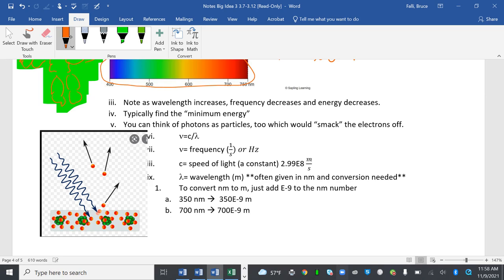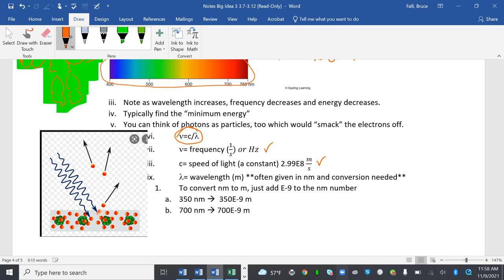So here's another equation we know. Frequency equals c over lambda. Frequency, again, is cycles, and it's the Greek letter nu. c is the speed of light, 2.99E8. I often write it as 3.00E8. I think it's 2.998, maybe.